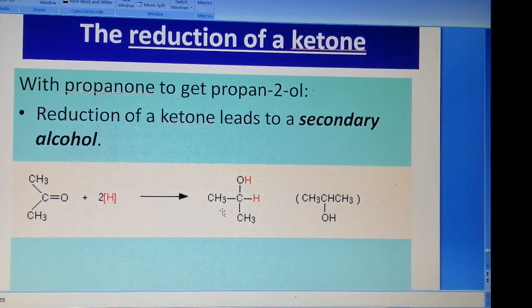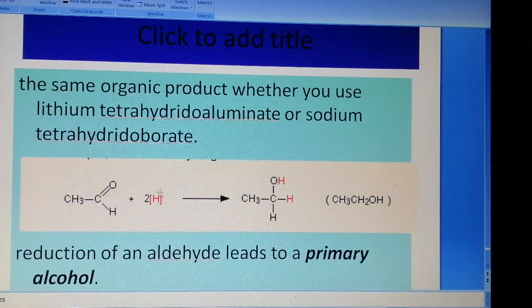Any ketone, if I say pentan-2-one, here pentan-2-one means the CO group will be changed to CHOH. And if I tell you butanal, butanal means that CHO group will change to CH2OH. So you will get the butanol, that is the primary alcohol.